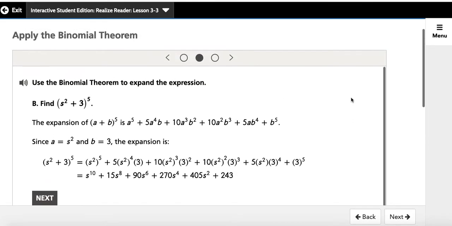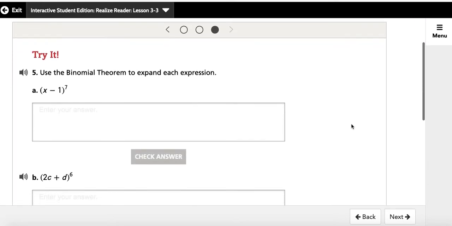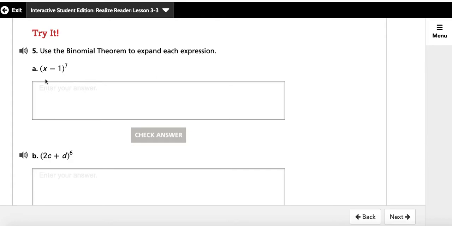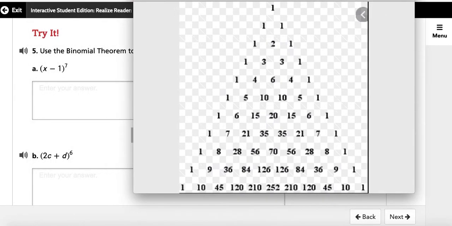All right, we have some good ones for us to try here. (x minus 1) to the 7th power. So if you forgot Pascal's triangle, you may want to use this right here to tackle that one. And this one's to the 6th power, so you may want to use the 6th row of Pascal's triangle.